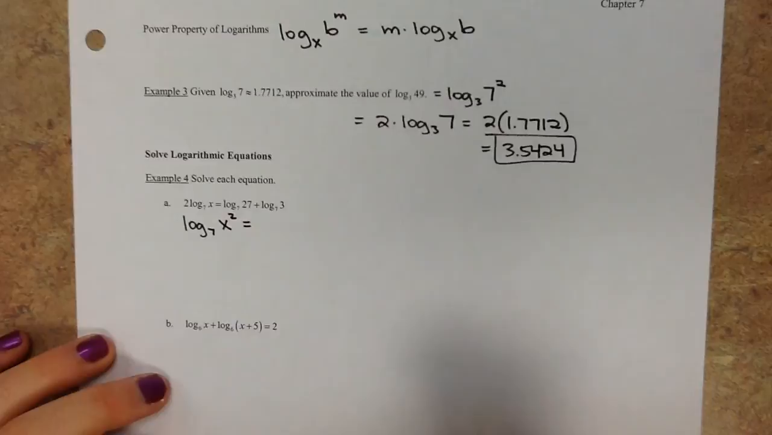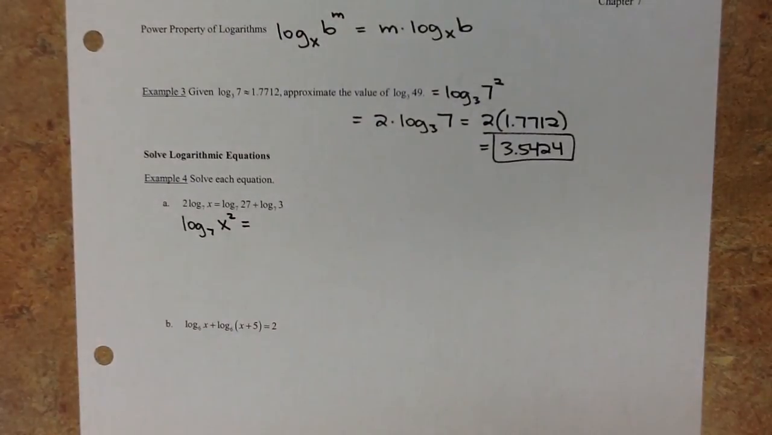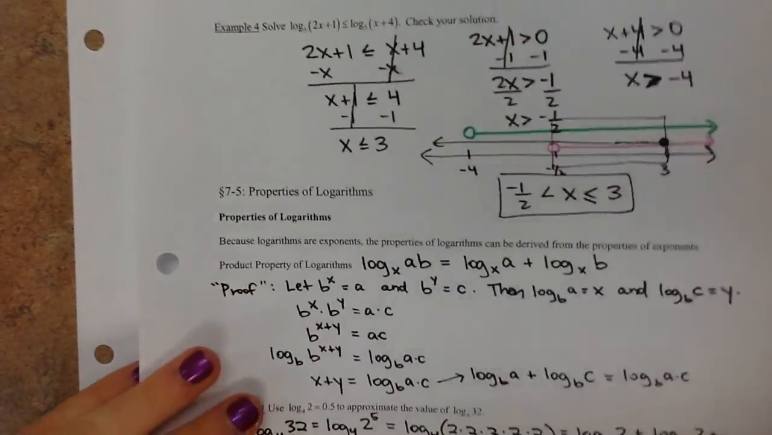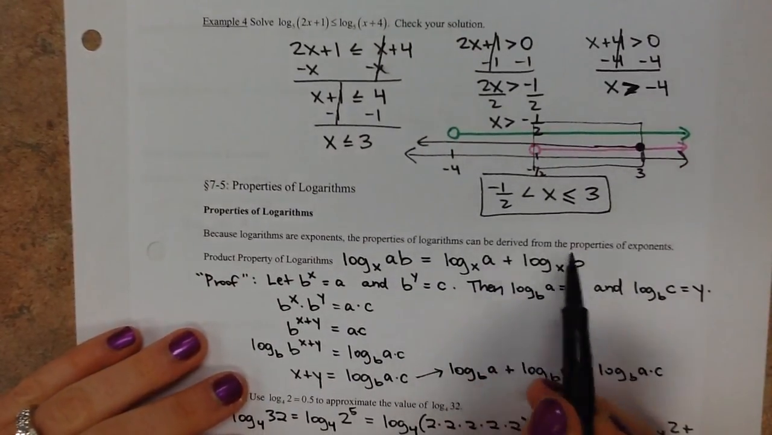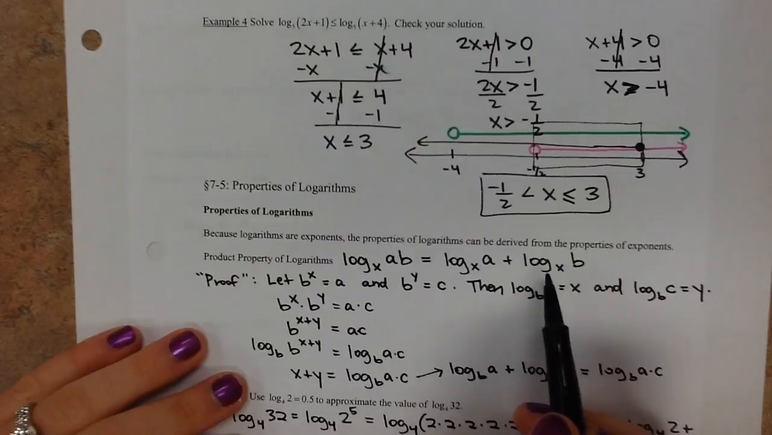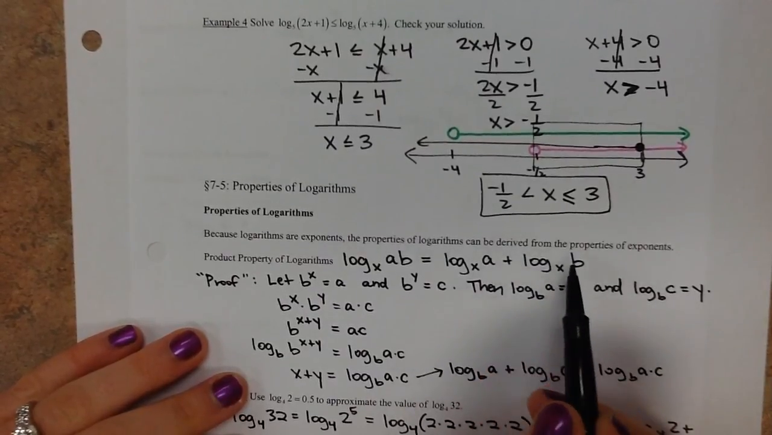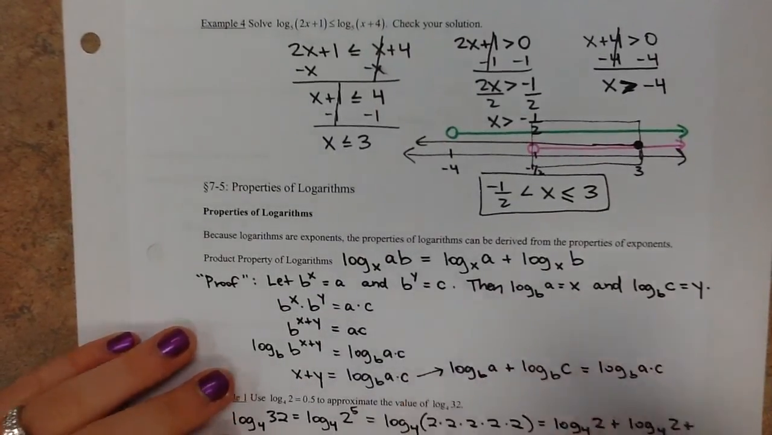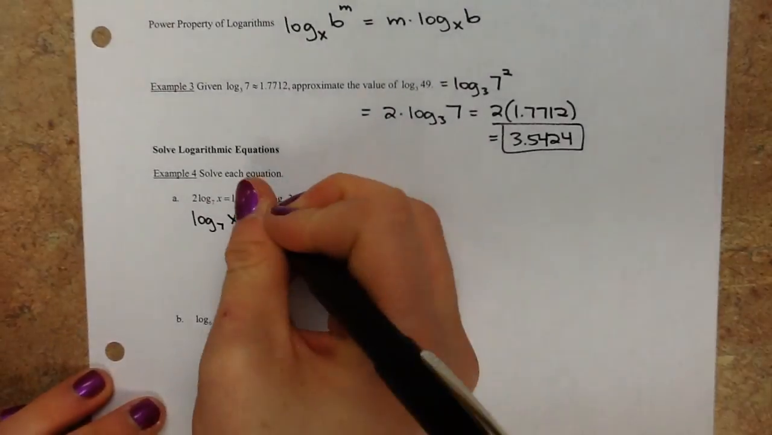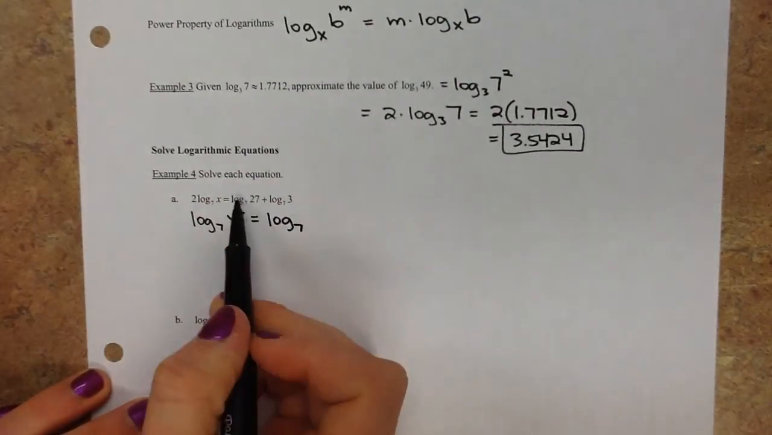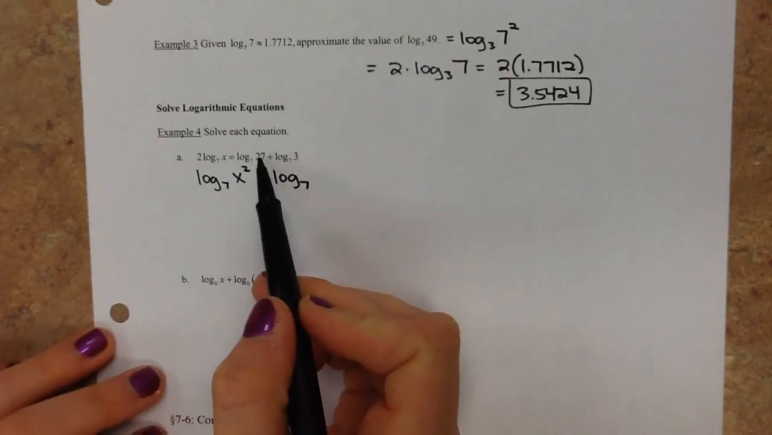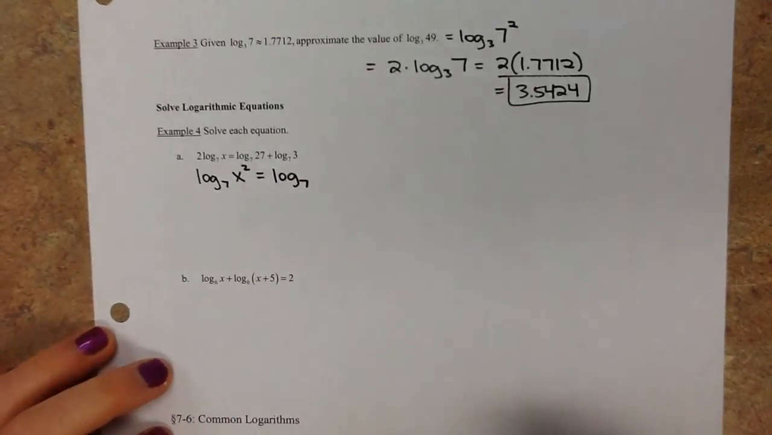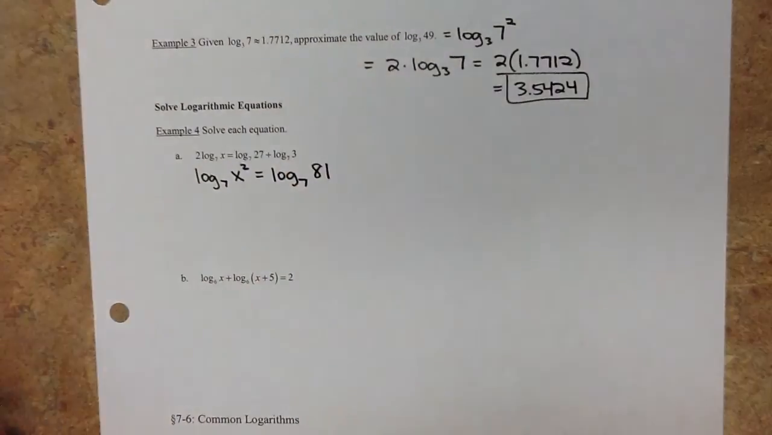Okay, and then equals, now this side right here, I can use my product property. And I'm going to put that on the screen too. My product property says if I have 2 separate logs with the same base, that part's important, I can multiply the insides together and write it as a new log. So that's what I'm going to do right here. So log base 7 of, it is very important that they're both base 7, I can multiply 27 times 3. And 27 times 3 is 81.